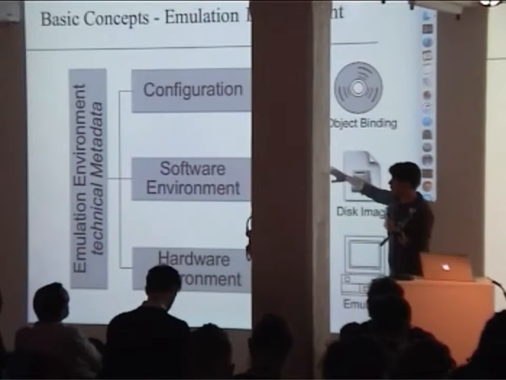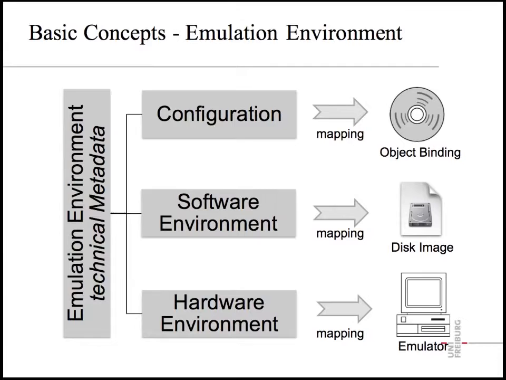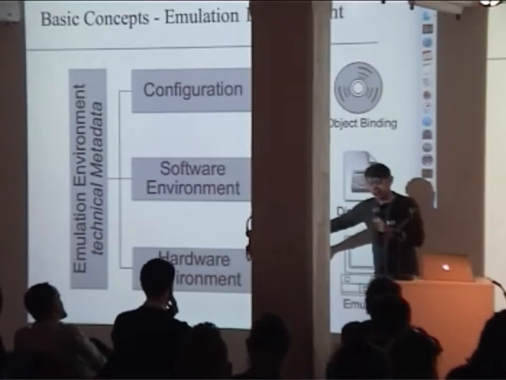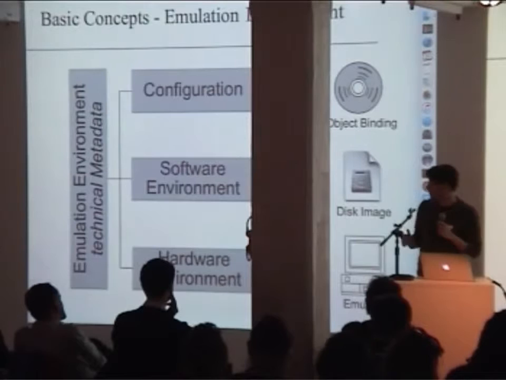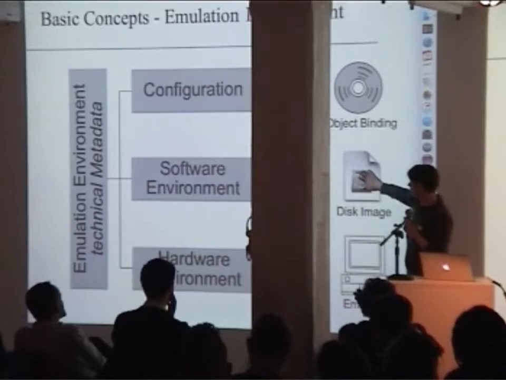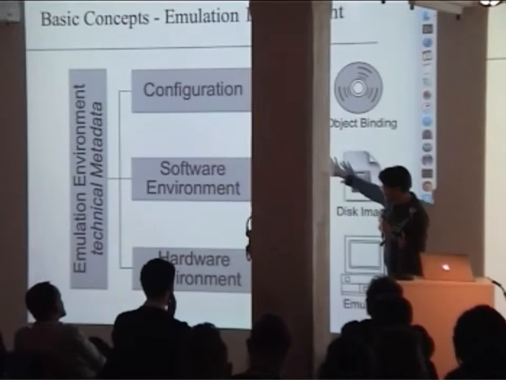So this has a few advantages. For instance, we have the hardware environment description, so we know we need a Macintosh computer with, I don't know, an operating system tied to that, running macOS 9. So once this emulator is gone, we need to adapt this disk image, but we know the description, and we can keep this technical metadata as a unit intact. We just change the mapping to a new emulator.